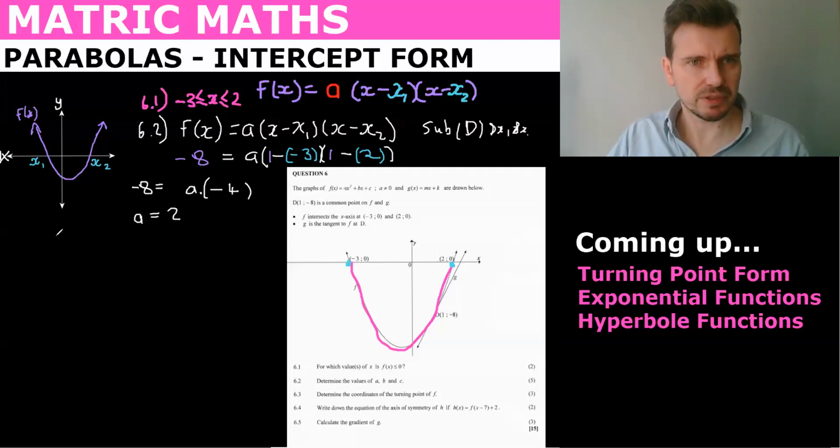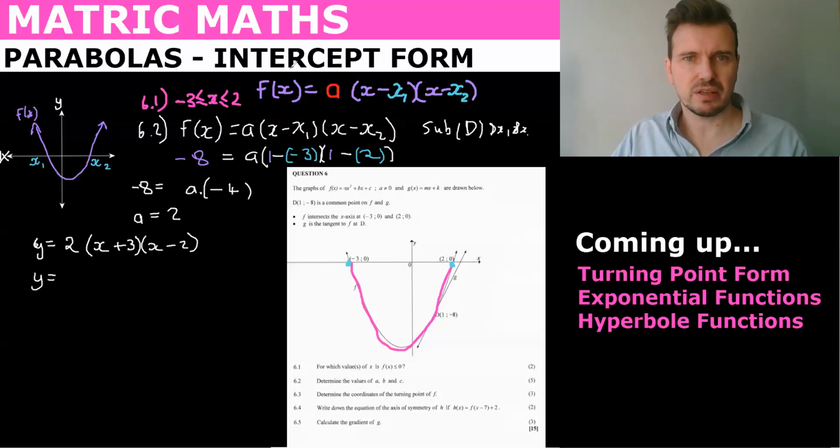Right, so 6.2. Now we can put A back into this equation here. We can put A back in with our roots. So Y is equal to, now A we now know is 2, X minus, and then we put in the minus 3, which became plus 3, and then X minus 2. And now we multiply this out to get the standard form of the equation.